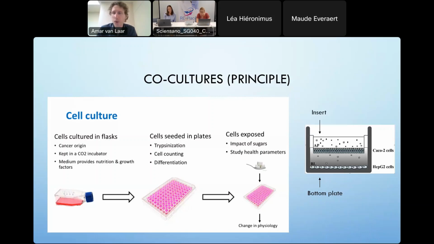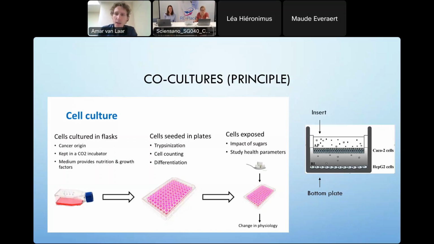We expose with sugars, which means that we use a Seahorse base medium without any glucose or pyruvate in order to really highlight the effects of the actual sugars that we are testing. And then after exposures, you can measure changes in physiology.